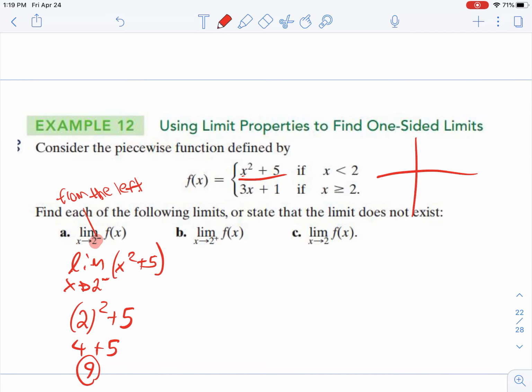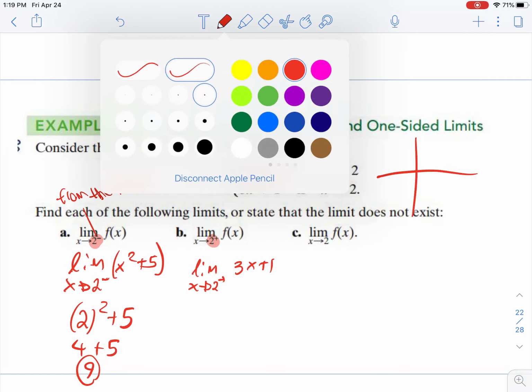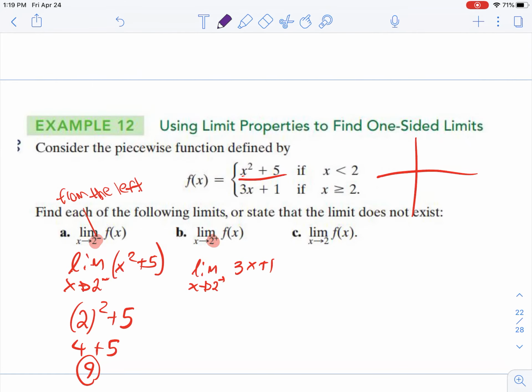Okay. For this to have a limit at 2, the limit from the left has to equal the limit from the right. So once again, this part means from the right. So we're looking at everything that's greater than 2. So we're taking the limit as x approaches 2 from the right of 3x plus 1. When I substitute in my 2, I'm going to get 3 times 2 plus 1, which is 6 plus 1, which is 7.